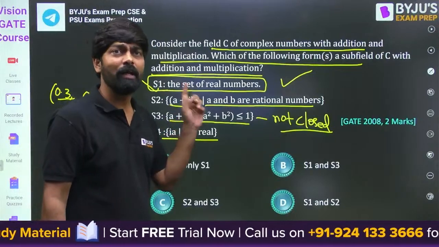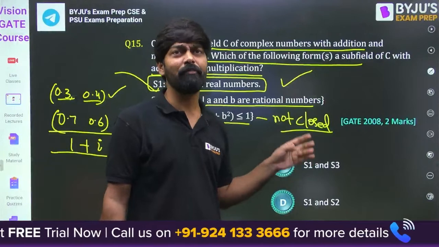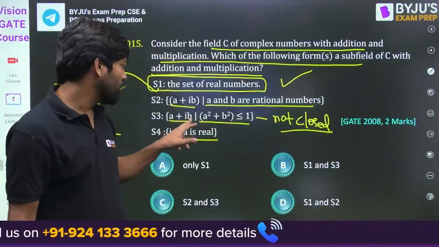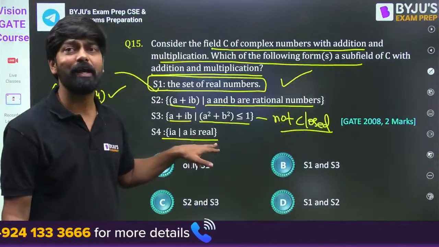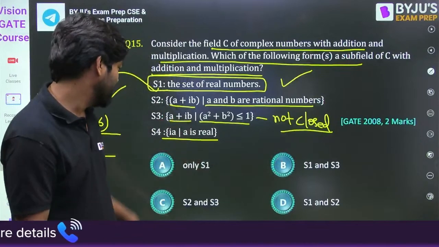S2 also is closed, associative, and commutative. Identity is there, inverse is there. Fine, everything is there. But here it is not closed, and here we don't have any identity. For multiplication, we don't have any identity. Fine. So that's why S1 and S2 will be correct.